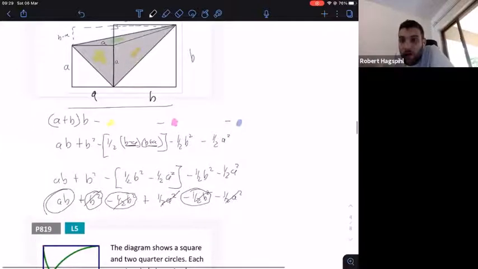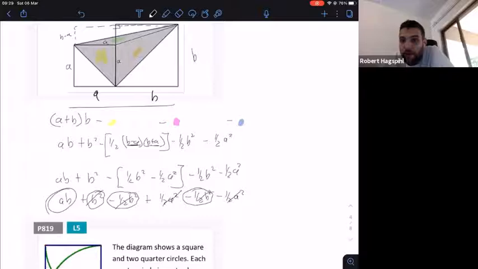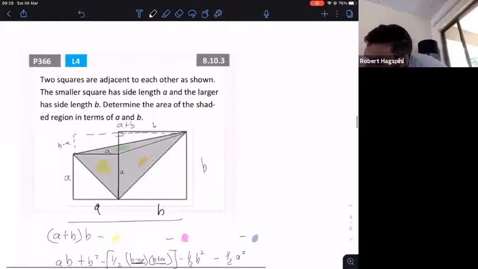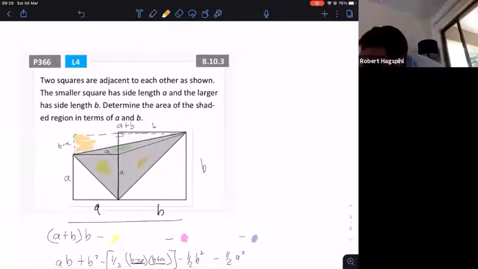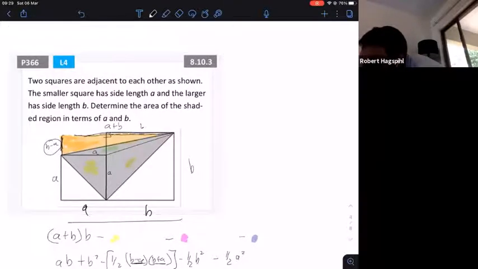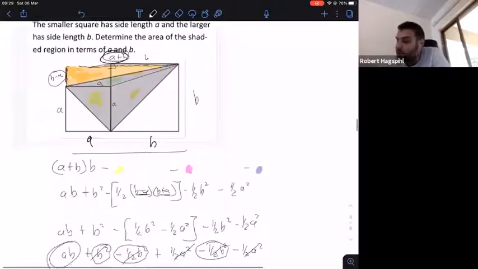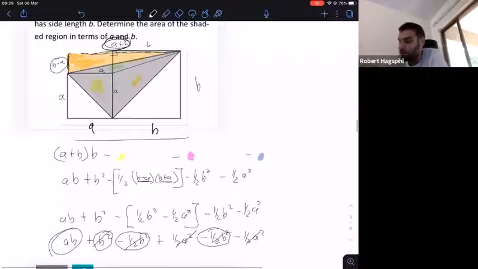In the yellow, pink, and in that case, that triangle was included. It was all the orange triangle, and that orange triangle has got a base of b minus a and a height of a plus b. So I did add that in. There it is. There's my first answer.